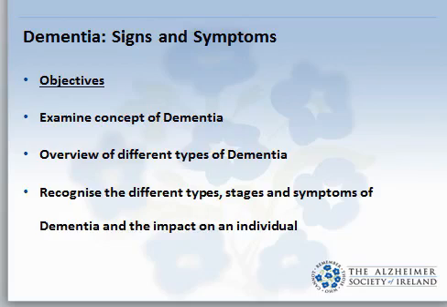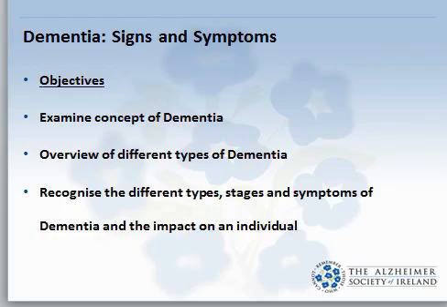In this presentation we're going to look at the concept of dementia. We're going to review the different types of dementia. You've already seen the videos earlier on in this topic section, and we're going to review some of those and expand on some of those in this short presentation. Then we're going to look at the different types of dementia, the stages of dementia, and some of the symptoms associated with each stage, and the impact that these have on the individual.